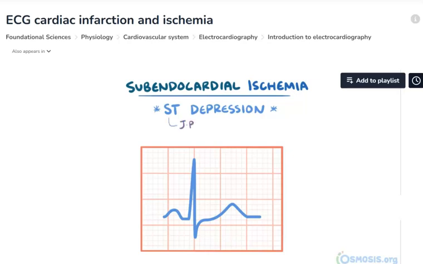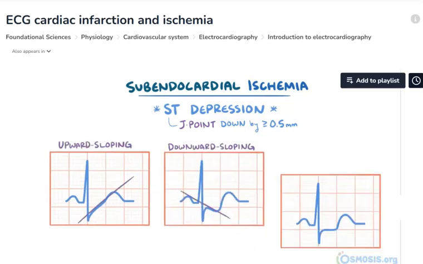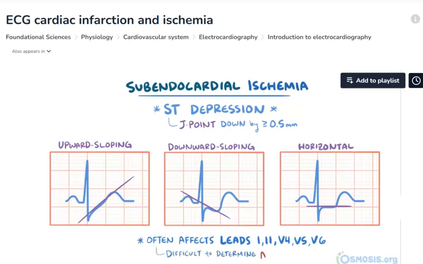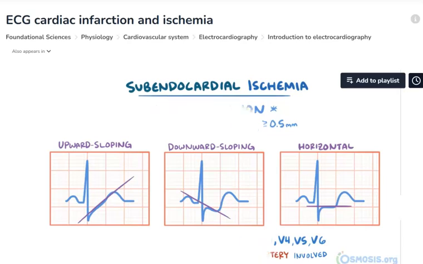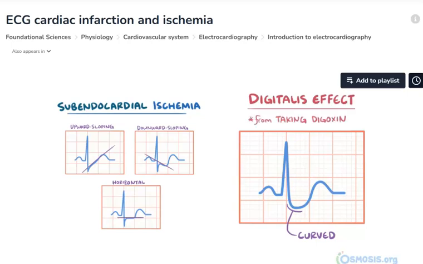An ST depression is when the J point, which is where the QRS complex meets the ST segment, goes down by at least 0.5 millimeters, or 1/2 of a small box. The ST depression can be upward sloping, downward sloping, or horizontal. In subendocardial ischemia, ST depressions are usually widespread, often affecting leads 1, 2, and V4 through V6. With such widespread involvement, it's tough to determine which coronary artery caused the ST depression. As a little side note, if the ST segment is depressed and curved, it might actually be due to digitalis effect, which is when the patient takes the medication digoxin, rather than being due to subendocardial ischemia.